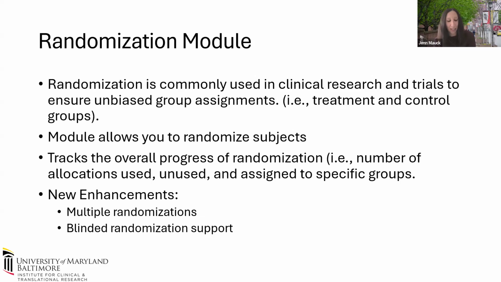This past year, the randomization module was enhanced to support multiple randomizations in a project, as well as blinded randomization support. With multiple randomizations, you can have more than one model within a single project. And with blinded support, you can now create a model that's concealed from your project team members, which is accomplished with a randomization number instead of a group assignment.